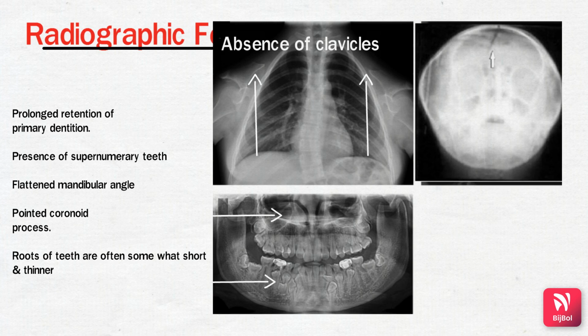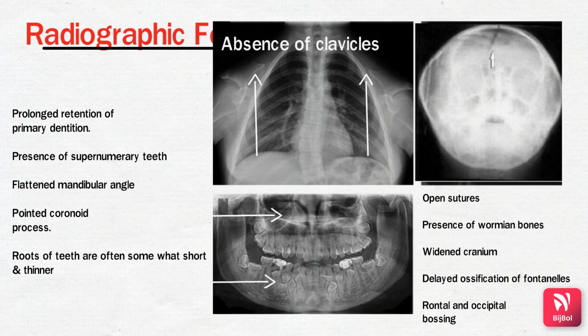And moving to the skull, there will be open sutures, presence of Wormian bones, widened cranium, delayed ossification of the fontanelles, and frontal and occipital bossing is more prominent and a classic feature of cleidocranial dysplasia in radiography.